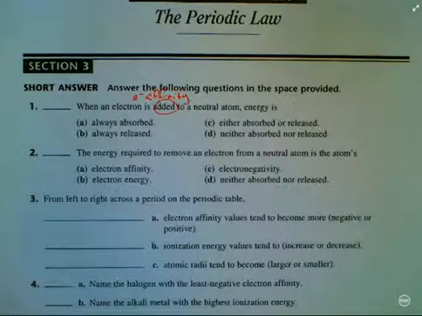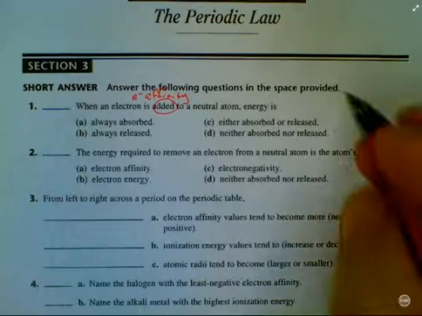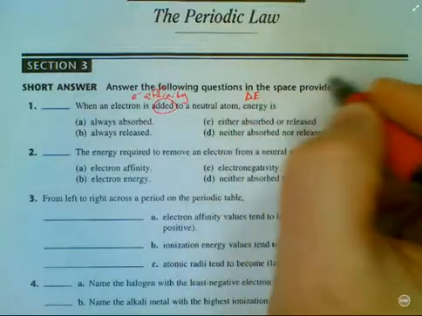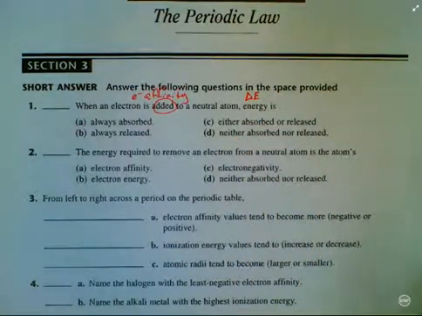Now we have four choices here. Energy is always absorbed, it's always released, either absorbed or released, or neither absorbed nor released. Now, we know from our definition of electron affinity that there's going to be an energy change when we add an electron to an atom. That's part of the definition of electron affinity. There's an energy change. Now, what we don't know is whether that energy change, so delta E, sometimes delta H, but that's enthalpy. We'll talk about that later.